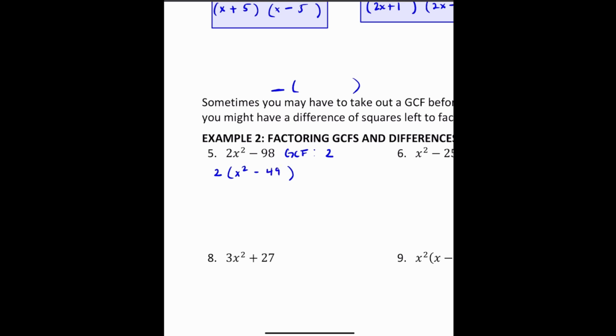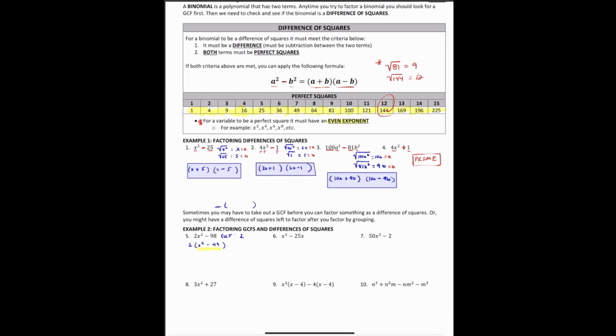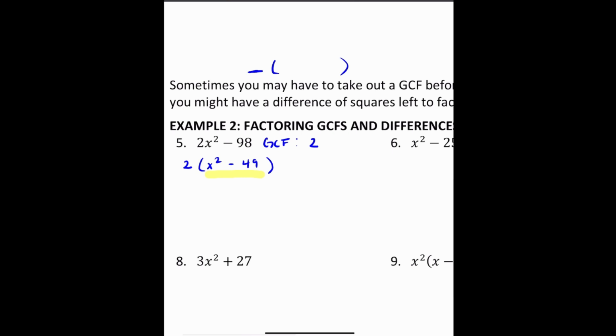Now we're not done, because if we look inside of the parentheses, that x squared minus 49 is indeed a difference of 2 squares. So I'll make a quick note here and say that this is a difference of 2 squares. Now, how we're going to do this is we're going to take the square root of x to the second power, which is x, and the square root of 49, which is 7. So we know that this is my a and my b.